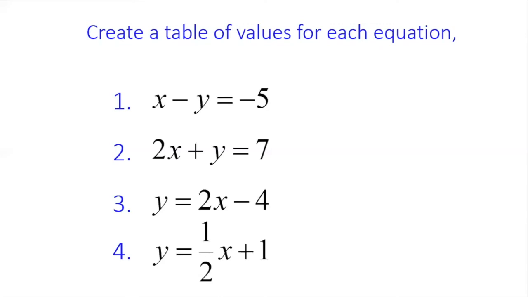And then number 3 and 4 are in the slope-intercept form. So for number 3 and 4, y is already the subject. So you just substitute in your x values. But for 1 and 2, you make y the subject by taking x and carrying it to the other side of the equation. Okay, this is our last slide for the day.